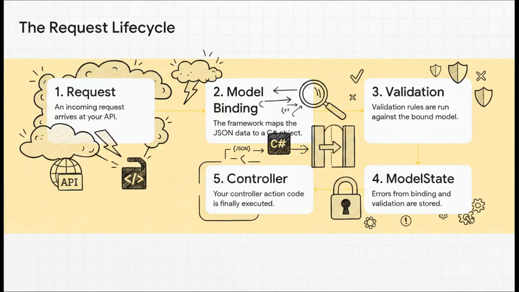To really get it, let's just trace a request for a second. First, it hits your API. Then the framework does its thing. It binds the data to your model and runs your validation rules. And only then, once ModelState is fully populated with all the results, does your controller code finally get to execute. Now this is the crucial takeaway. Your business logic is shielded, right, from the very start.